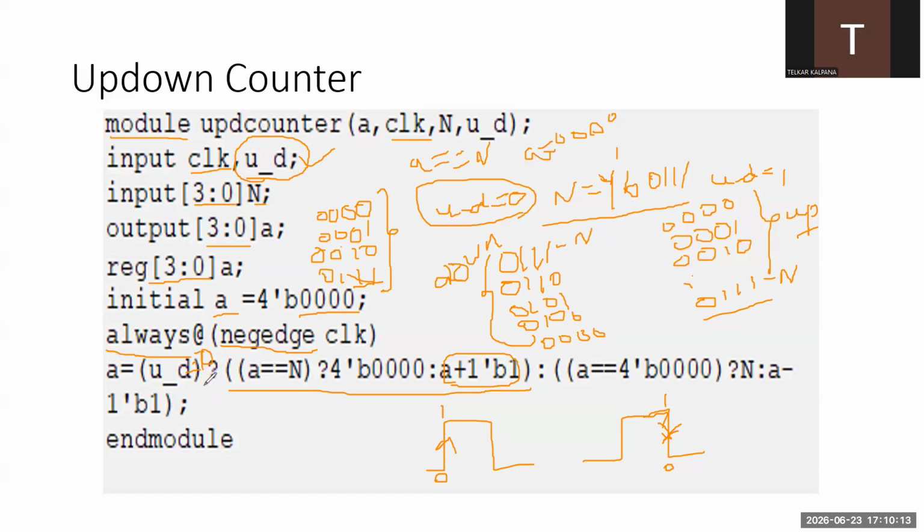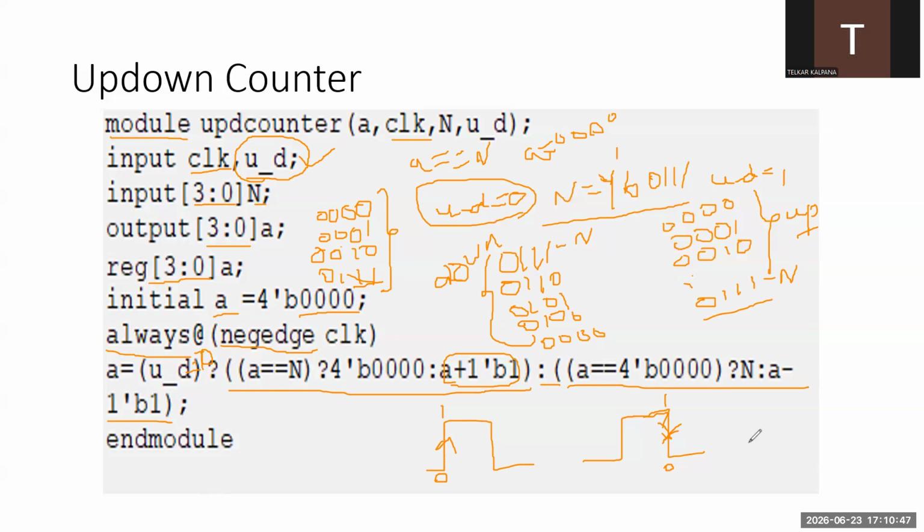Whatever the condition before the question mark is, if U underscore D is not equal to 1, meaning it is equal to 0, then the statement after the colon will be assigned to A. When we come to this particular statement, it is A. A is actually 4 bits of 0. So it is matching with the 4 bits of 0. The condition is satisfied.